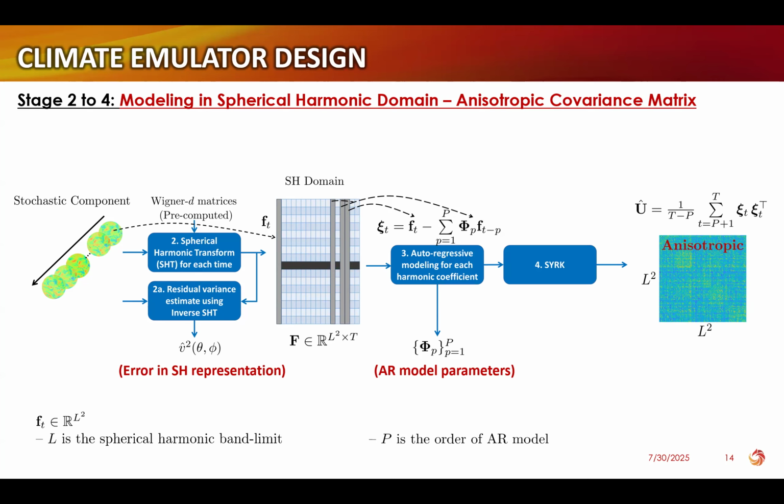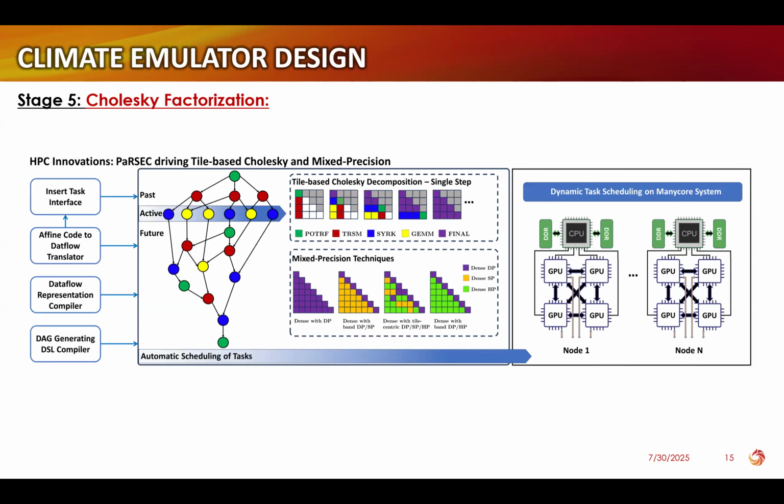So once we have the covariance matrix, the next step is the most computation intensive step, and that would perhaps quantify the overall performance of your pipeline. That is the Cholesky decomposition of this covariance matrix. And in this Cholesky factorization, we use the tile-based Cholesky and mixed precision. Very shortly, Shinle will explain more details about this. But we are using this tile-based Cholesky and mixed precision techniques to carry out Cholesky factorization efficiently.